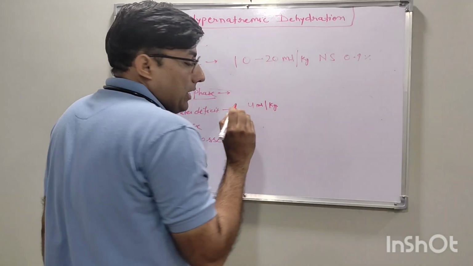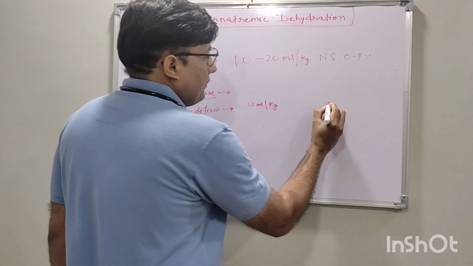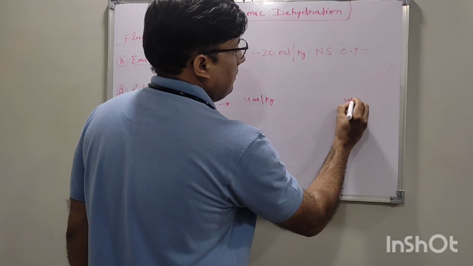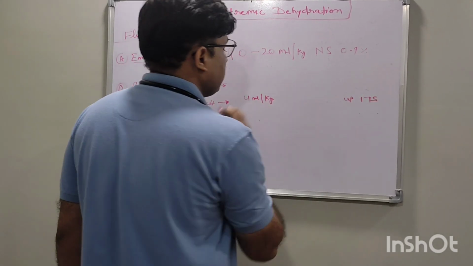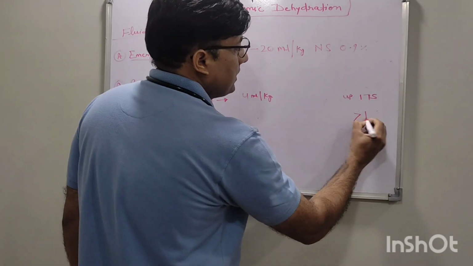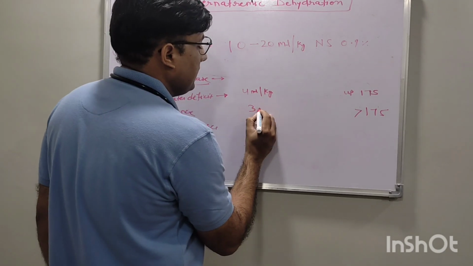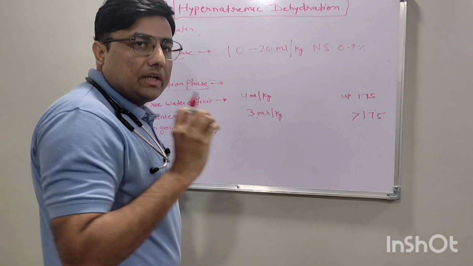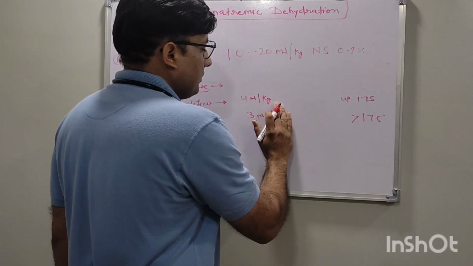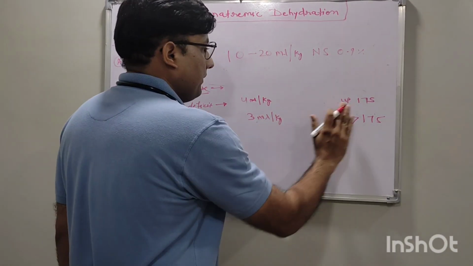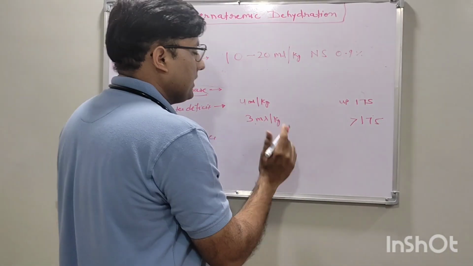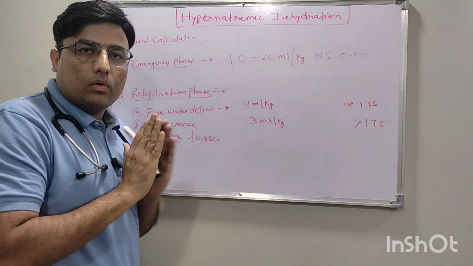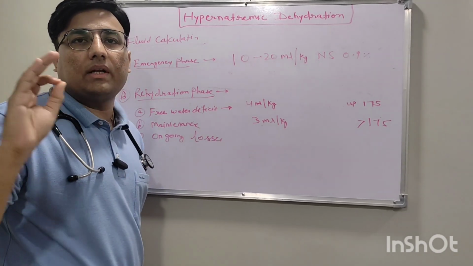This is for mild to moderate hypernatremia, meaning sodium up to 175. This is the formula. If the sodium is more than 175, then it will be 3 ml per kg. So to reduce sodium by 1 milliequivalent per liter, we give 4 ml per kg if it is mild to moderate, and if it is severe, then 3 ml per kg. As we know, we have to correct sodium slowly. We don't correct sodium by more than 12 milliequivalent in 24 hours.